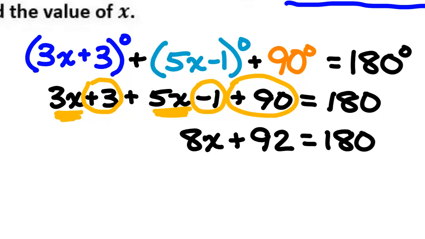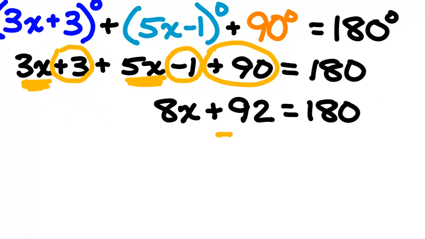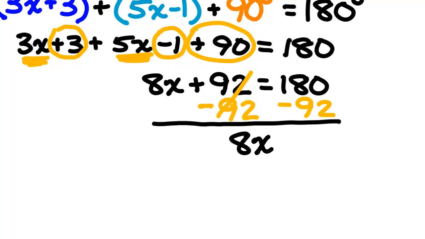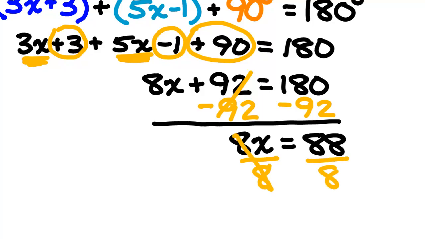What would I want to do now? Subtract 92 from both sides. What is 180 minus 92? 88. So when I divide both sides by 8, I find out that x is how big? X is 11.